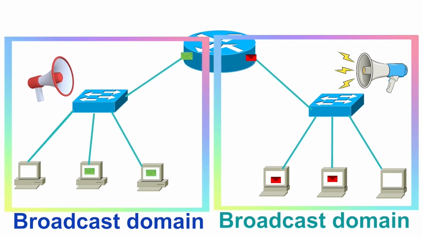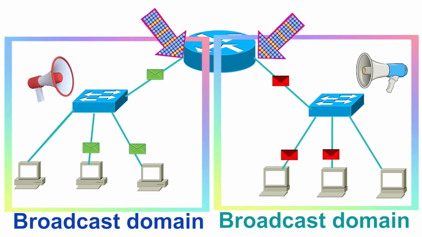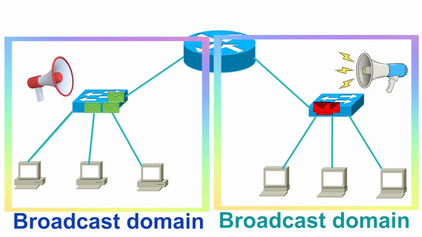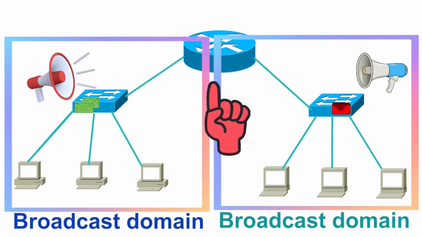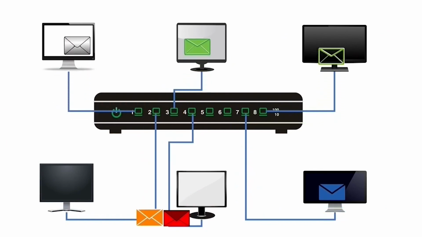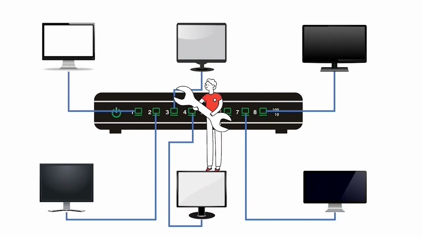Like a switch port, each router interface creates a separate broadcast domain. For example, this network has 2 broadcast domains. By default, only routers create broadcast domains. However, we can use switches to create broadcast domains. Switches have a unique feature called VLANs that allows us to create broadcast domains.